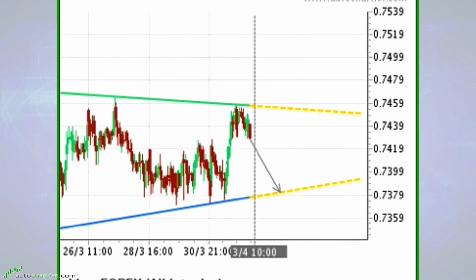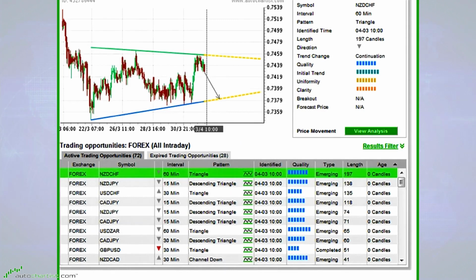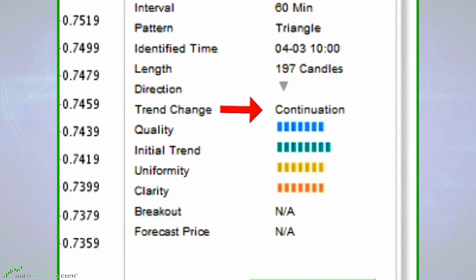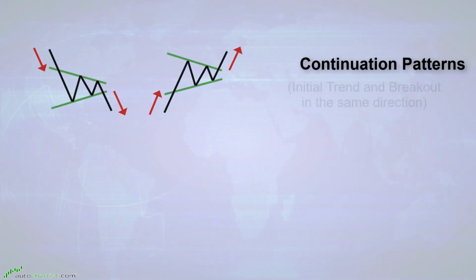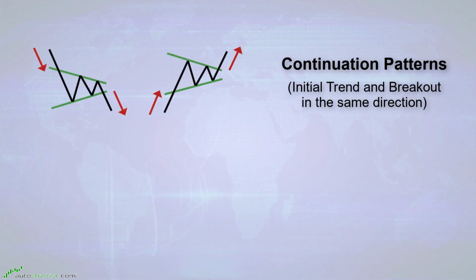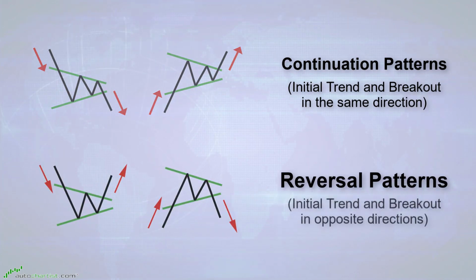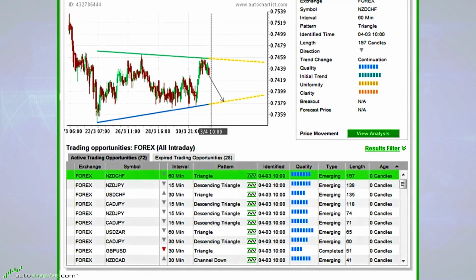There are some other characteristics that will also tell you what the direction of the breakout should be, and those are the direction of the initial trend, together with whether the pattern is a reversal or continuation. Remember our discussion in the video on chart patterns. Continuation patterns break out in the same direction as the initial trend, while reversal patterns break out in the opposite direction to the initial trend. The easiest way for you to know in which direction the pattern is expected to break out is to see where the direction arrow is pointing.